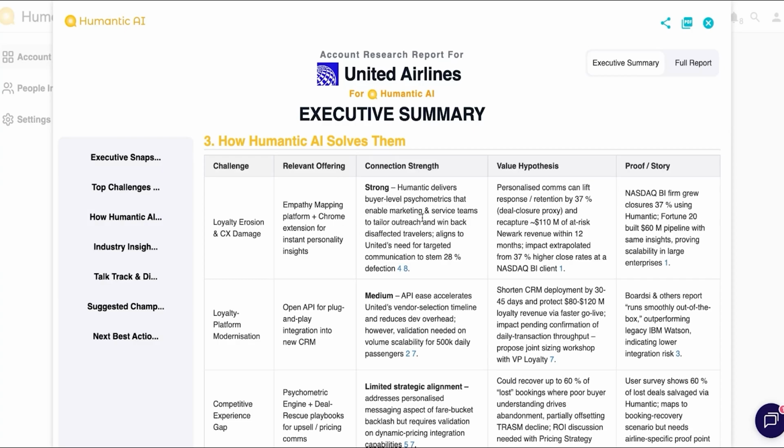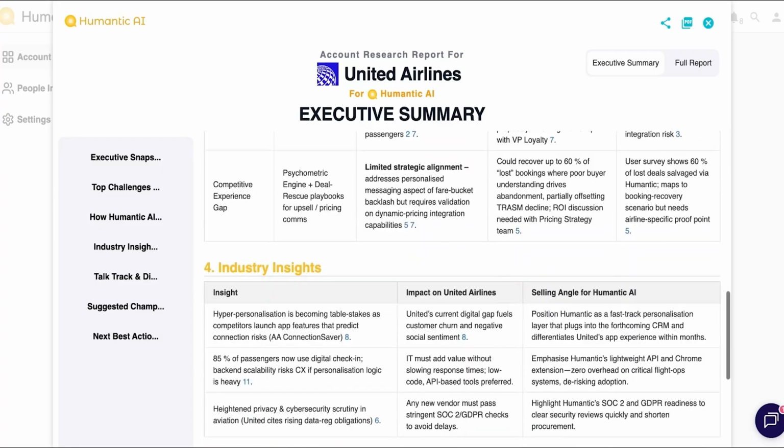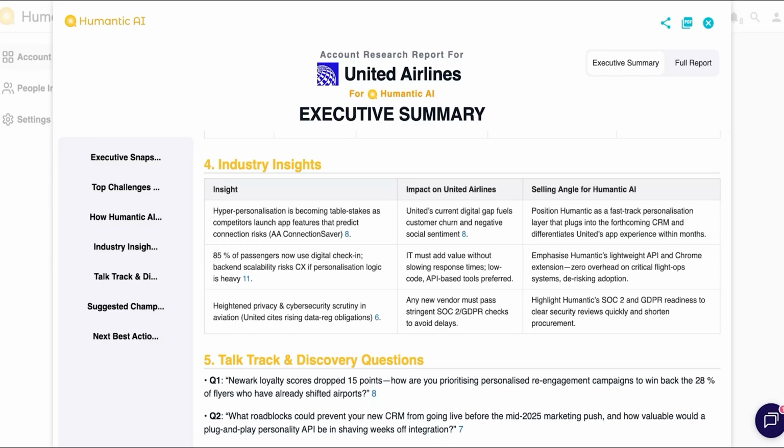It also gives the connection strength, the value hypothesis, which is one-liners that you can use, and proof or story that will resonate with the buyer, in this case United Airlines, as to why Humantic AI is the right partner to solve this challenge. In the next section, it not only gives you micro-level insights, it also gives you macro-level insights. So here it shows which way the industry itself is shifting, and what is the impact of that on United Airlines, and how Humantic AI can use that as their selling angle?